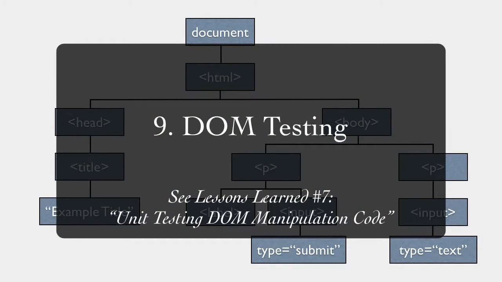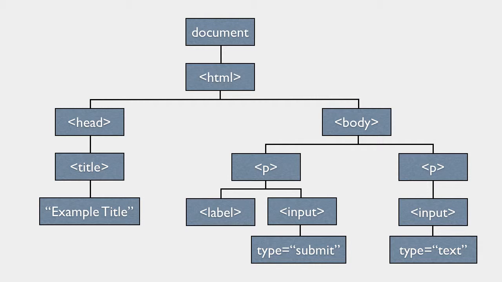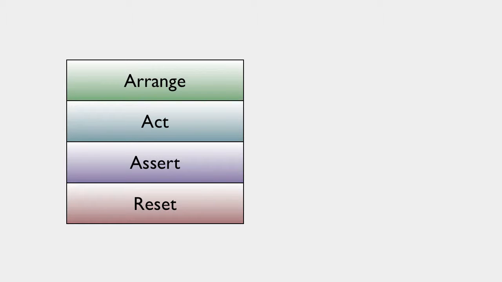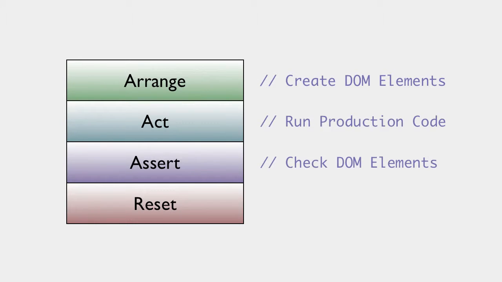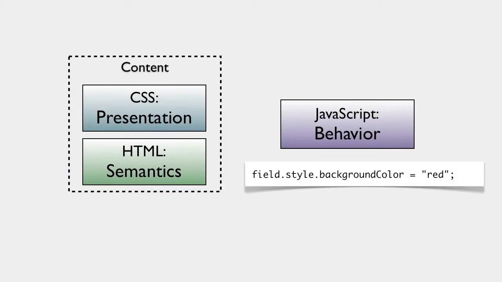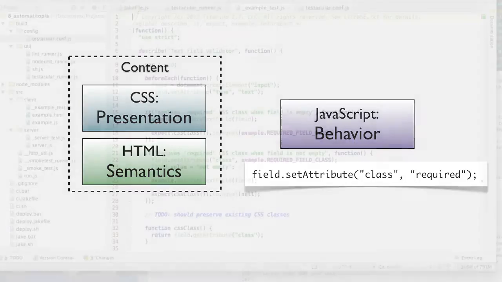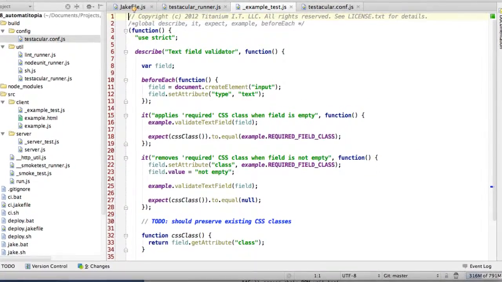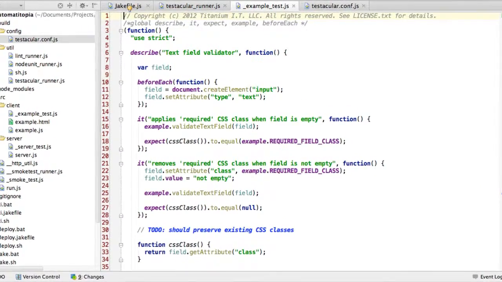Now we're ready to test our client code. In many cases, client-side code needs to interact with the Browser Document Object Model, the DOM. With Testacular, that's pretty easy because our test code runs in real browsers. Much like other tests, we need to set up the DOM, run the production code, check the DOM to make sure the production code worked correctly, and then clean up any DOM elements we added. As we work, it's a good idea to avoid making assumptions about our HTML and CSS, so it's easy to change them. Lessons Learned number 7 has an example DOM test. We'll include it in Automatopia.